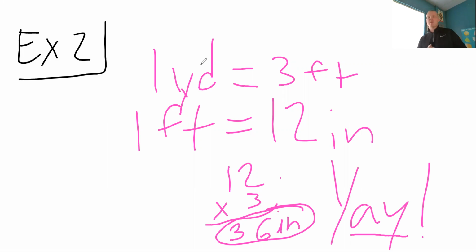So if you like doing it this way better than the way I was converting things, I am okay with that, especially since we're only doing 1-step conversions rather than doing 2, 3, or 4-step conversions.